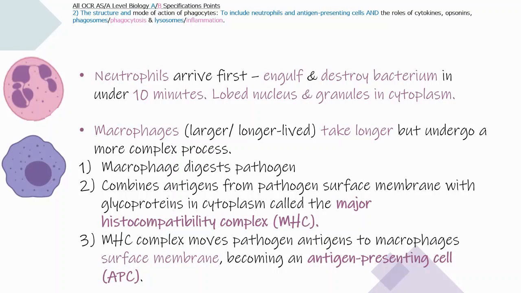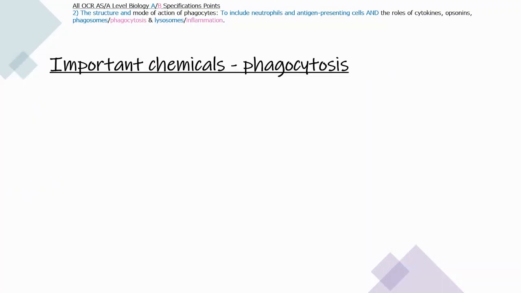It begins by a macrophage digesting the pathogen, which then combines with glycoproteins on the surface membrane called the MHC, which we discussed. The MHC complex then moves the pathogen antigens to the surface, making it an antigen presenting cell. Some important chemicals involved in phagocytosis are cytokines and opsonins.